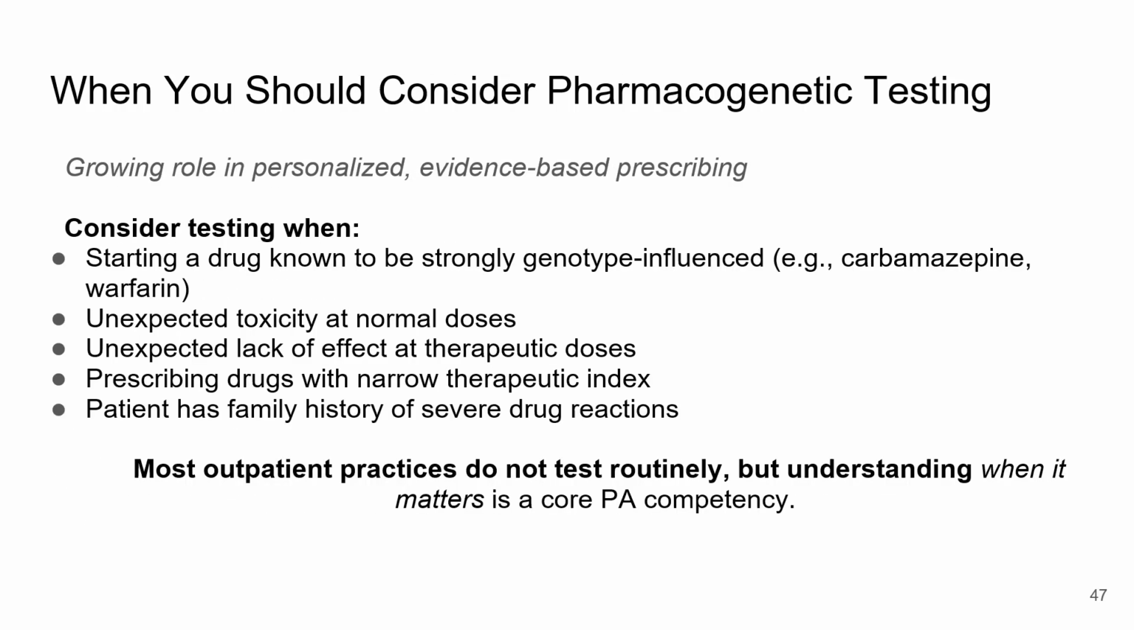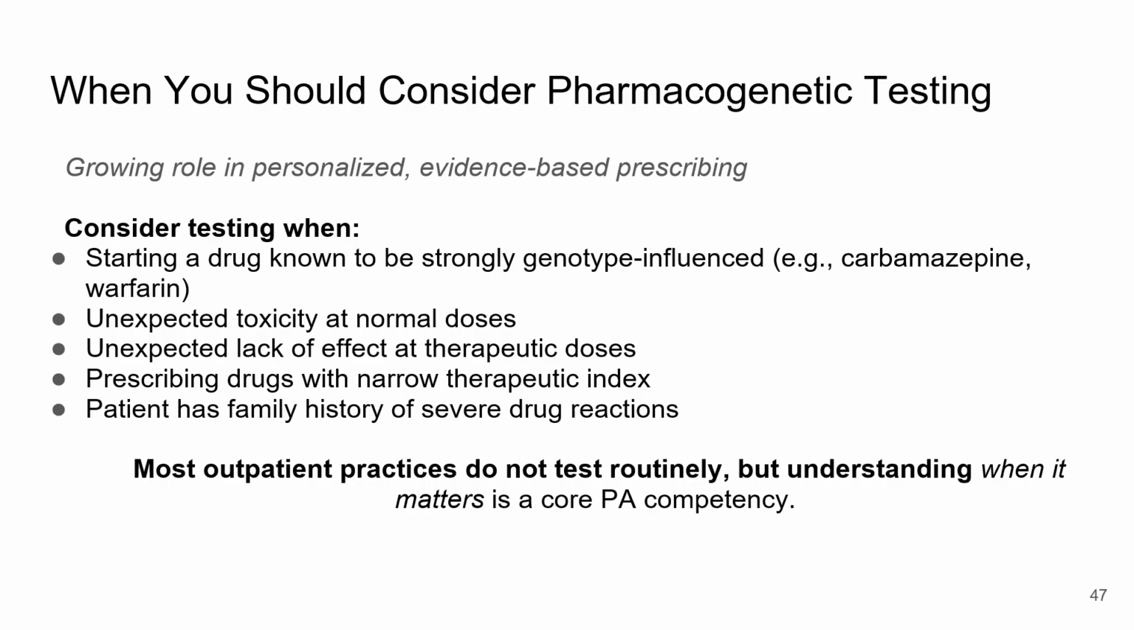So when should you consider pharmacogenetic testing? It's becoming a more important tool, especially in personalized evidence-based prescribing, but it is not something we use for every patient or every medication. You consider genetic testing when starting drugs that are strongly influenced by genotype. Again, those classic examples are carbamazepine, where a certain HLA type predicts severe skin reaction, and warfarin, where genetic differences affect dose and bleeding risk. Testing is also helpful when a patient has an unexpected toxicity at a normal dose, or maybe the opposite, no clinical response despite giving the appropriate dose.